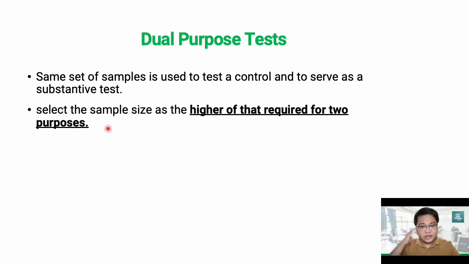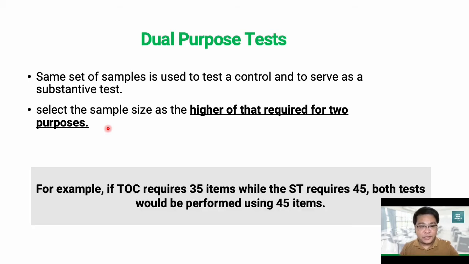Let's say we are testing inventory items for control and at the same time performing substantive tests on it. That is a dual purpose test. If, for example, in test of control, the required sample size is 35 items, while in substantive test, the required sample size is 45 items, then both tests, whether TOC or substantive test, would be performed using 45 items. So the sample size is the higher of that required for the TOC and the substantive test.